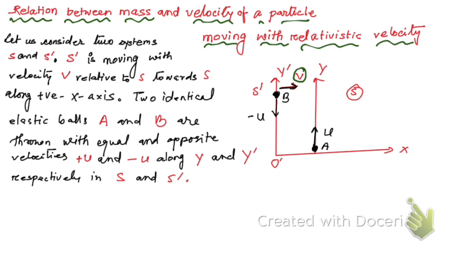Here you see that ball A is thrown upward with velocity plus u, and ball B is thrown in the downward direction with velocity minus u, along Y and Y dash. Hope you have understood this. First pause the video and note it, and let me copy this diagram and go to a new slide. So here is the diagram.